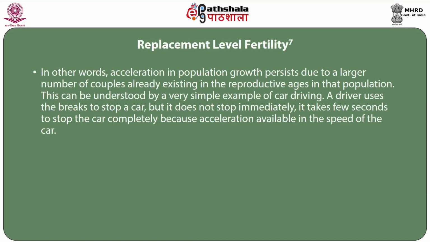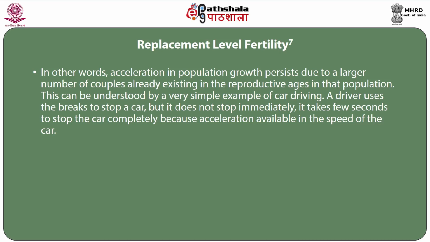In other words, acceleration in population growth persists due to a large number of couples already existing in the reproductive ages in that population. This can be understood by a very simple example of car driving. A driver uses the brakes to stop a car, but it does not stop immediately. It takes a few seconds to stop the car completely because of the acceleration available in the speed of the car.